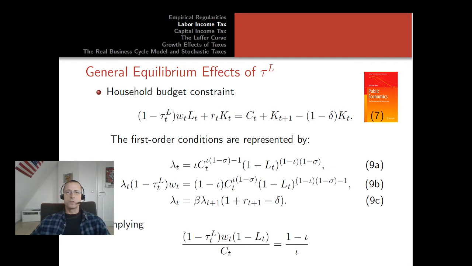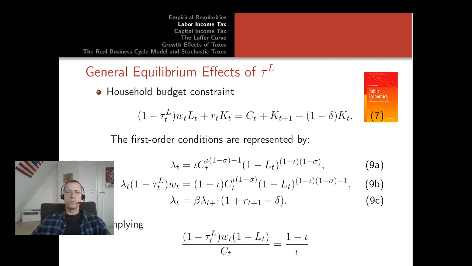The first order conditions for this utility maximization are provided by equations 9a, b, and c. 9a is the first order condition with respect to consumption, so the marginal utility of income, lambda_t, is equal to the marginal utility of consumption on the right-hand side.